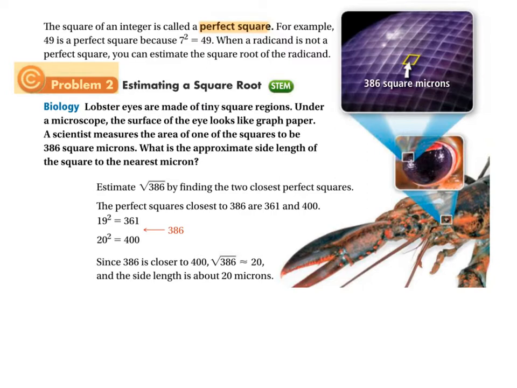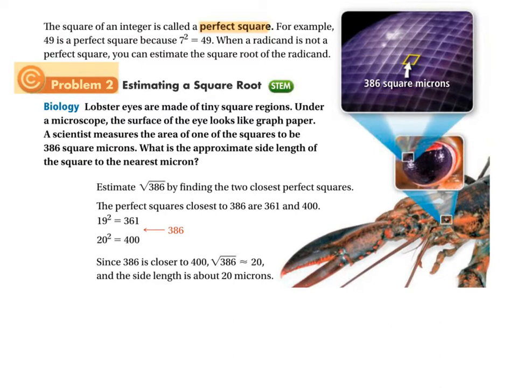Okay? There's this example here, the real world example, where lobsters have these little square regions on their eyes, and a scientist, a biologist, measured and calculated that the area of that is 386 square microns. Microns are very small units of measure. Okay, so what's the approximate side length? Well, remember that squares are same length and width. So some number times itself would give you that area of 386. So what number times itself gives you 386? We're looking for the square root of 386.